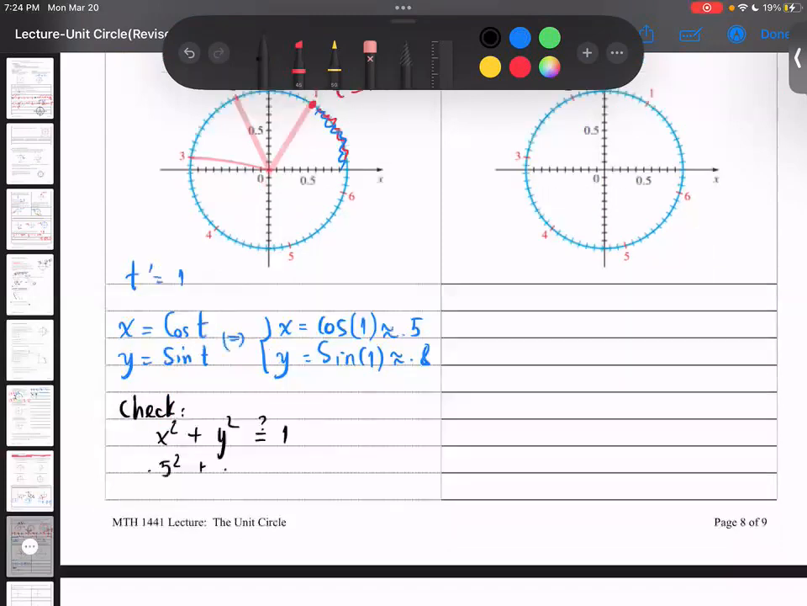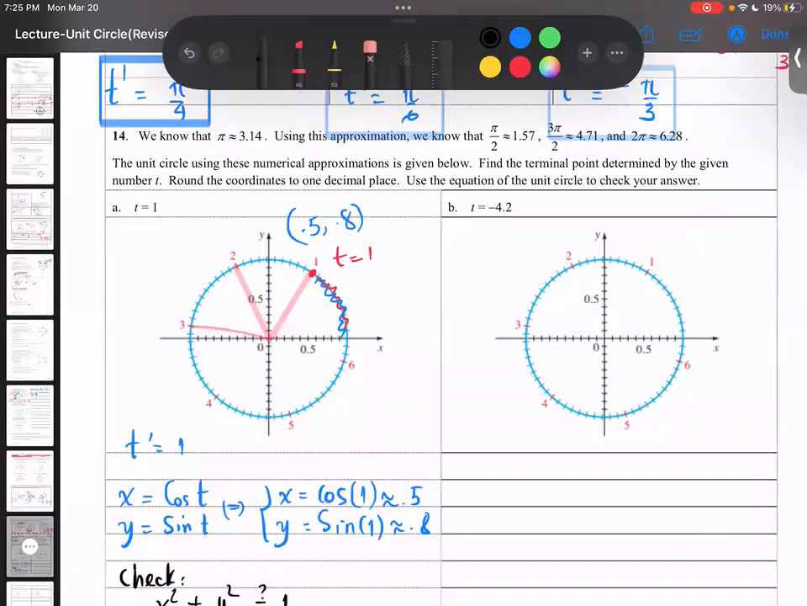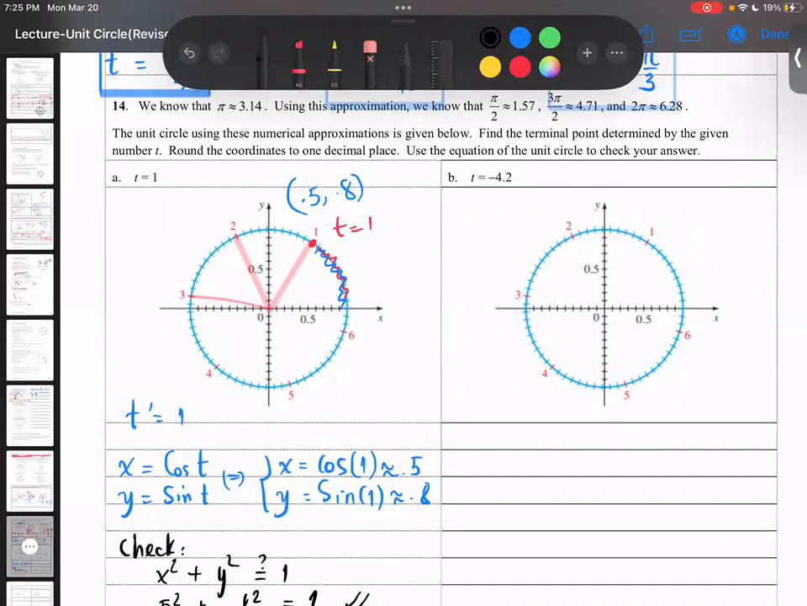Right? Part B, t equals negative 4.2. Negative, so you're going to go clockwise, right? So from here to here, you know that from here to here, that's 3.14. Well, negative 3.14 to be exact. You want negative 4.2. So how many more do you have to go? If you take 4.2 minus 3.14, you're going to go 1.06 more.